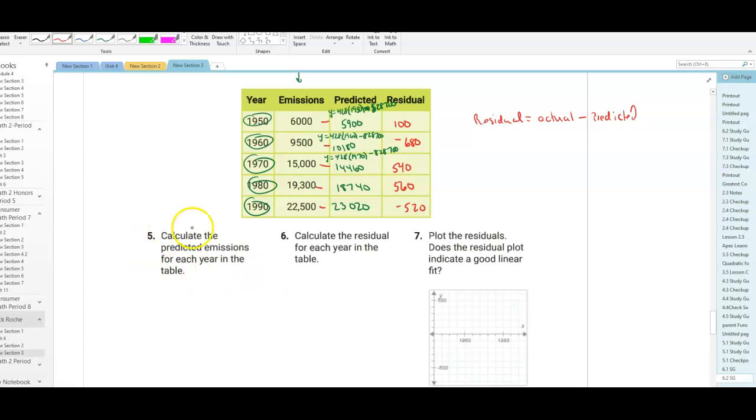So when we calculate the predicted emissions for each year in the table, these are what we get. When we calculate the residual for each year in the table, this is what we get.